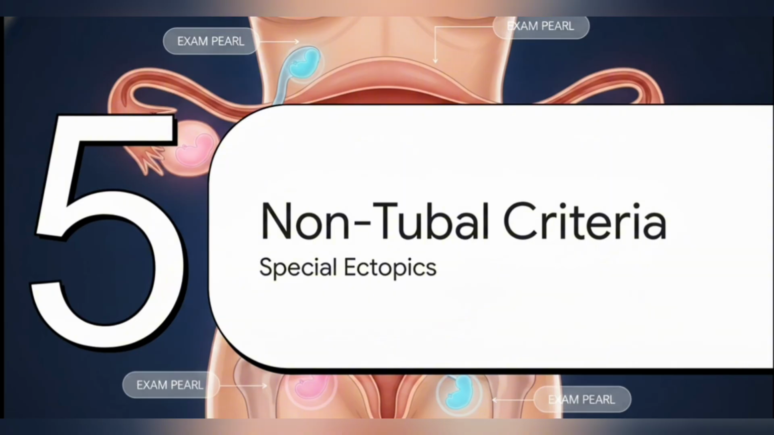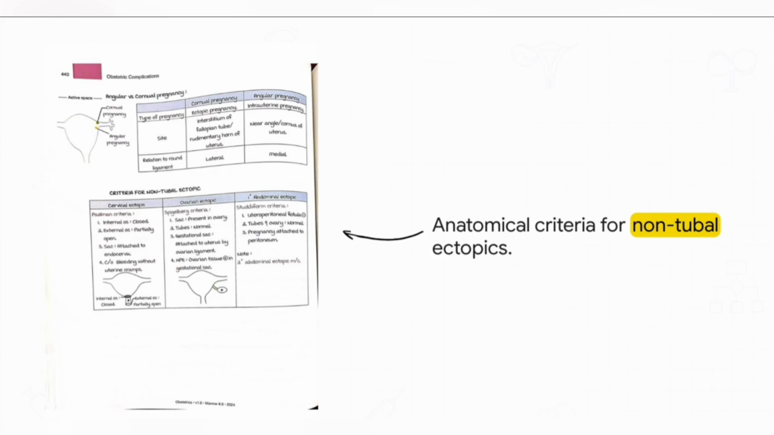Moving into our final stretch, Section 5, Non-Tubal Criteria and Special Ectopics. The final hurdle in our source notes details the precise anatomical and eponymous criteria for non-tubal ectopics. Honestly, memorizing these names and criteria is non-negotiable for a top score. So let's break down the anatomy together.